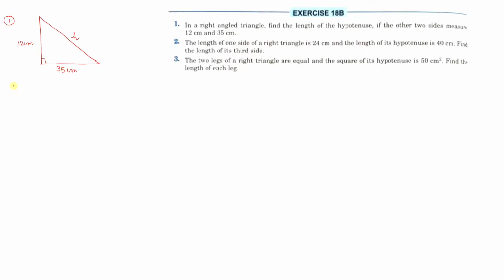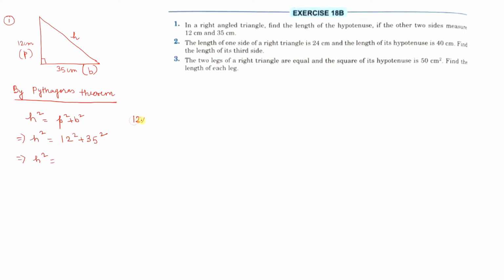So write down, by Pythagoras theorem, hypotenuse square is equal to perpendicular square plus base square. This one is base and this one is perpendicular. So write down the values of perpendicular and base, that is 12 square plus 35 square. Next you have to find the square of these two numbers. What is 12 square? 12 square is 12 into 12, and 35 square means 35 into 35. So multiply and get the values of these two.